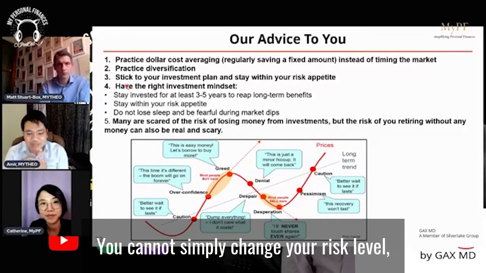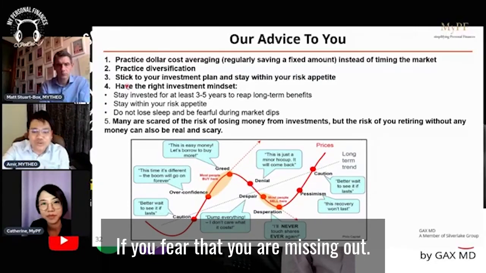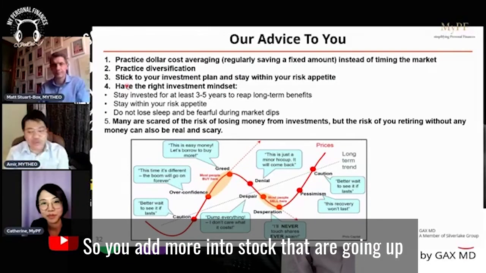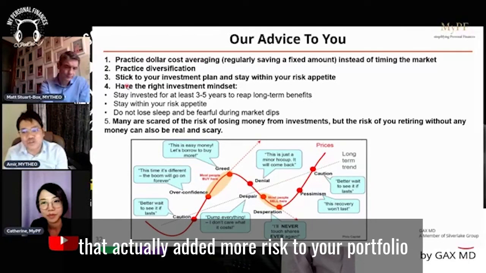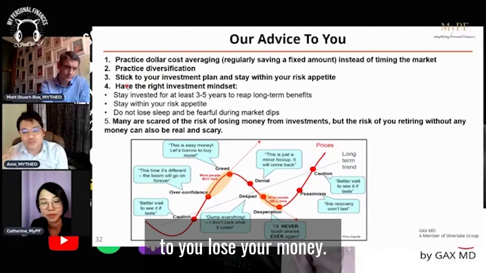You cannot simply change your risk level because the stock market already went up. You fear that you are missing out, so you add more into stocks that are going up. That actually adds more risk into your portfolio and causes more risk for you to lose your money.